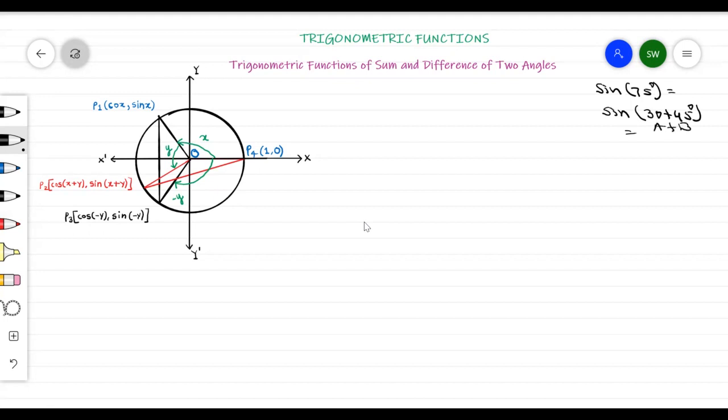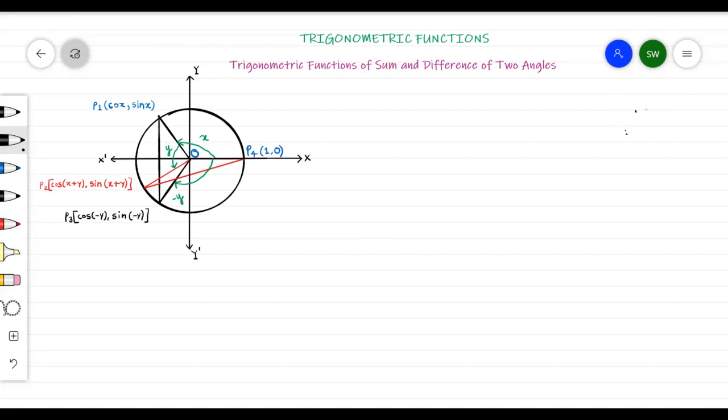So we want to derive here the formulas for sine A plus B, cos A plus B, cos A minus B, and sine A minus B. That type of formula we want to derive here. Now see, for that I have taken one unit circle.